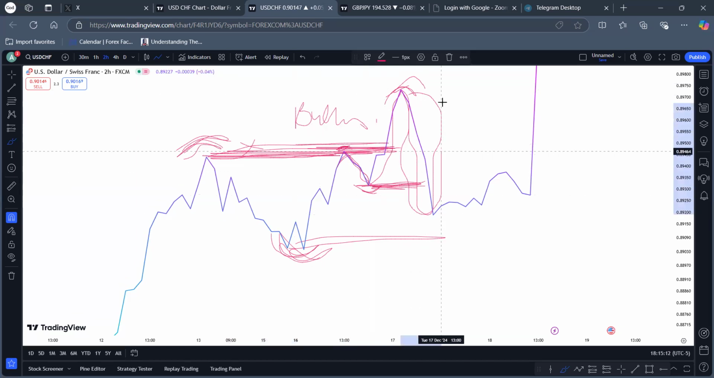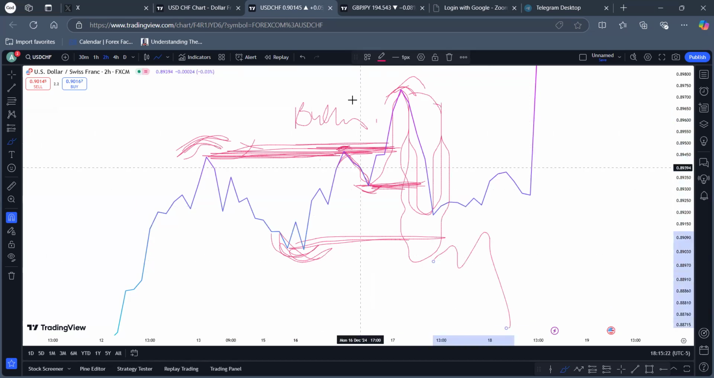Now, we broke below this particular one. This is the last structural point. We want to see at least 2 structural points break to be able to be sure that we now want to shift our directional bias from bullishness to bearishness.